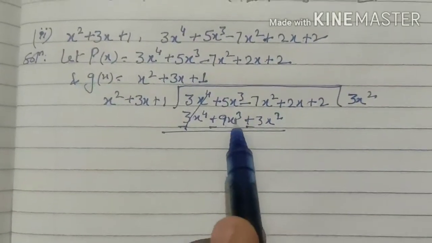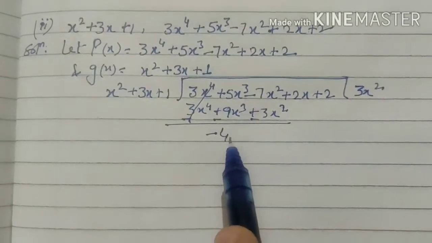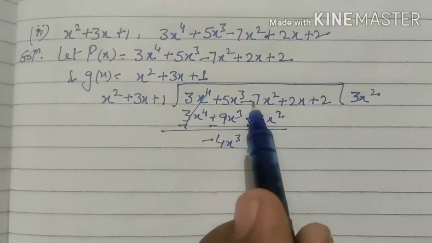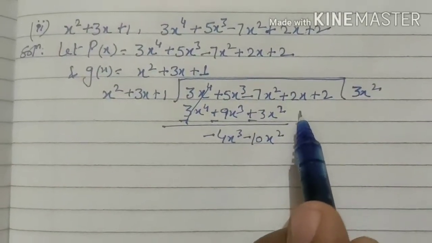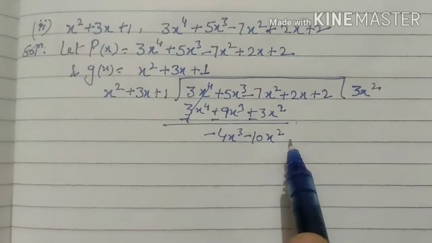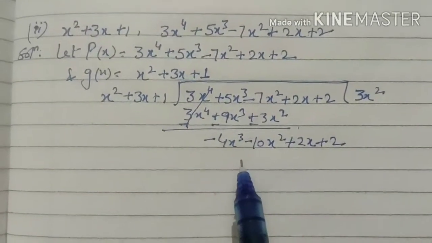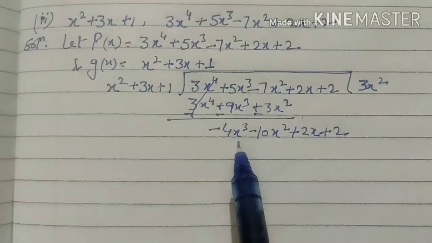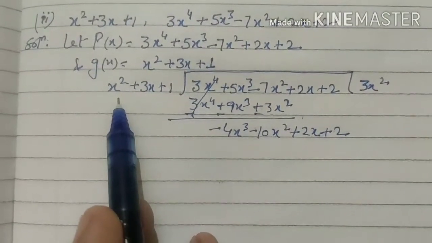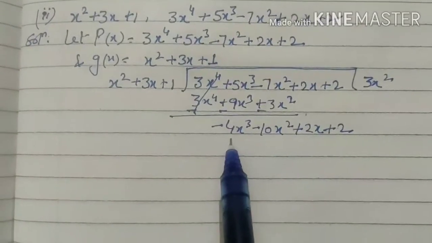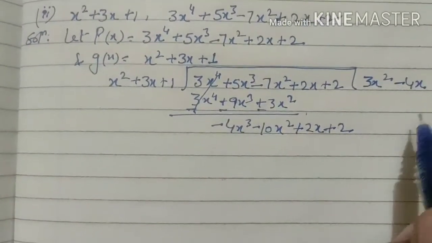So now plus 5x cube minus 9x cube becomes minus 4x cube, and minus 7 minus 3 becomes minus 10x square, and carry down these two terms as they are. So this will be plus 2x and plus 2. Now the highest degree term in the new dividend is minus 4x cube. So divide minus 4x cube by the first term of the divisor, that is x square. So we will get minus 4x. So minus 4x will be the next term of the quotient.